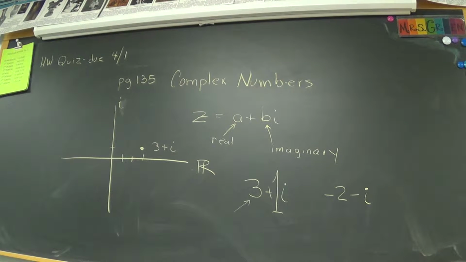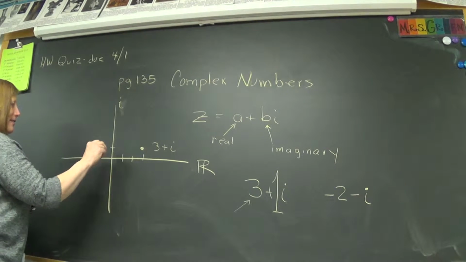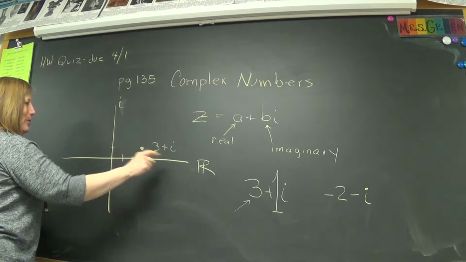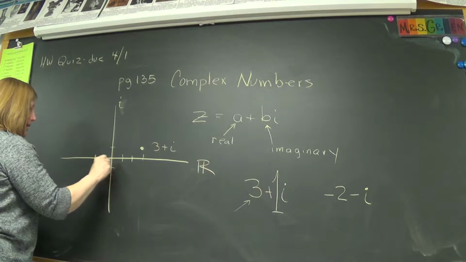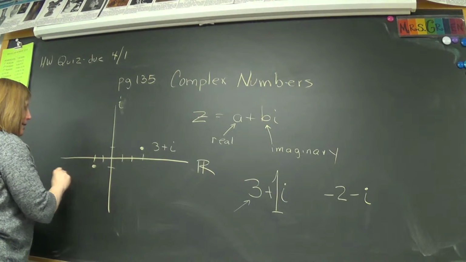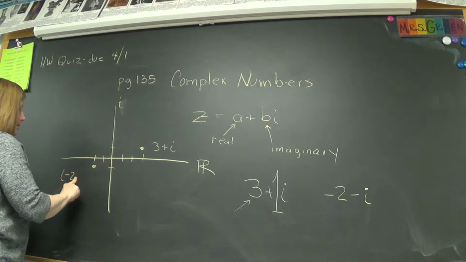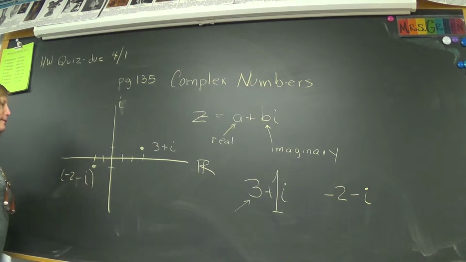So you can put it on the same coordinate plane. And you find minus 2 minus I. What quadrant does it show up in? It's in the third quadrant. Okay, let's check it out here. So minus 2 on the reals, so we're going to go back to, and minus I on the imaginary. Very good. There it is. Mark it. Minus 2 minus I.